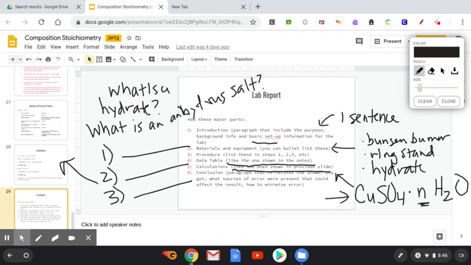You want to list any sources of error that could affect your result, and then how to minimize your error. What could you do differently? A lot of times, if you heat these too much, you can decompose your sample. If you don't put on a lid, splatter could come out, and then you would assume that that's water, and that would make your water of hydration too high. If you don't heat it long enough, your water of hydration might be too low. Those are all things you need to consider when you're doing your lab report.